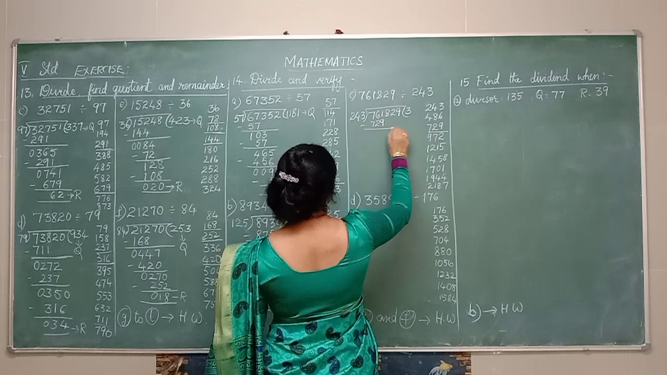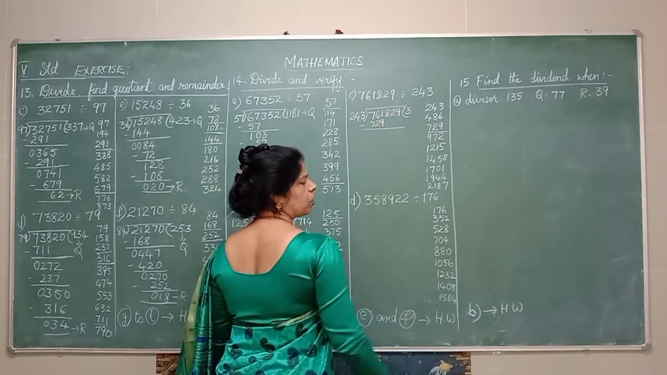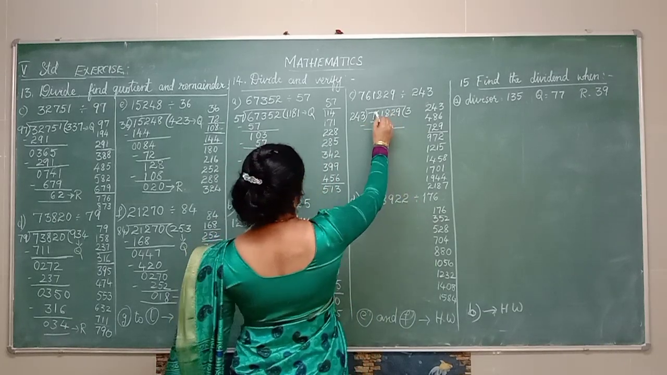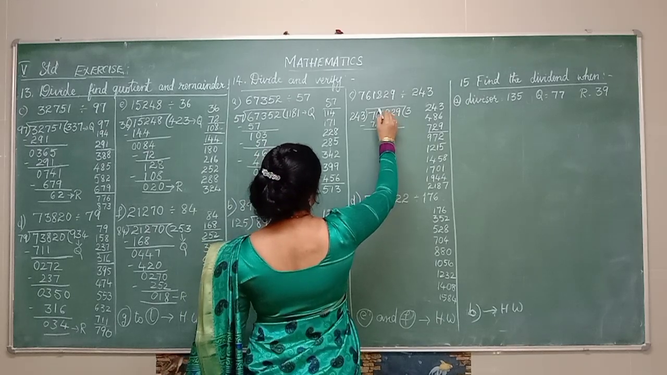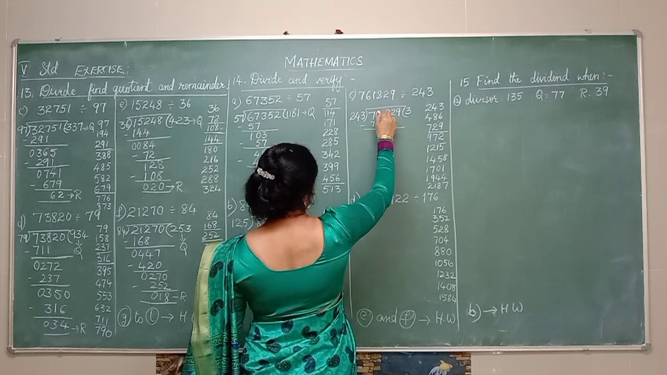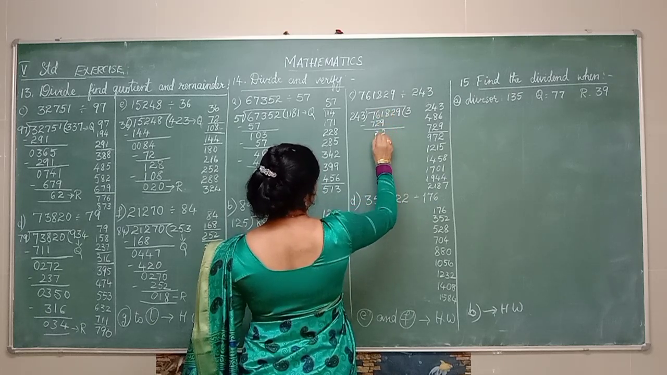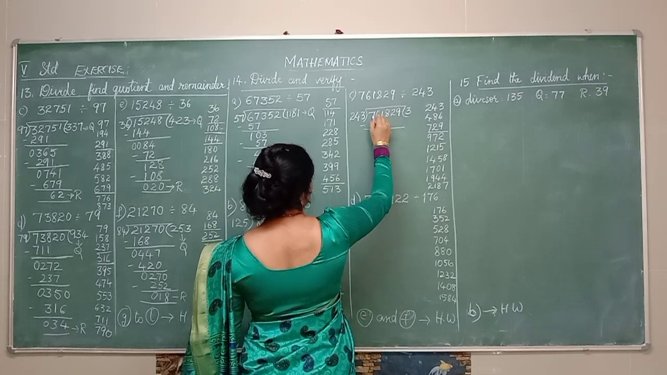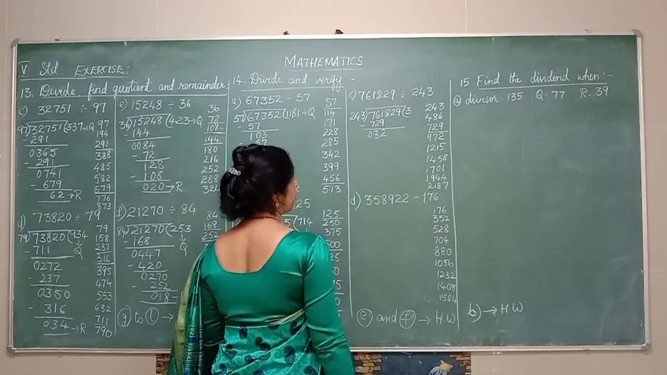729 minus. From 1, no, we cannot minus 9. Borrow from here, it becomes 11. Here it will be 5. So 11 minus 9 is 2. And here 5 will remain. 5 minus 2 is 3. And 7 minus 7 is 0.